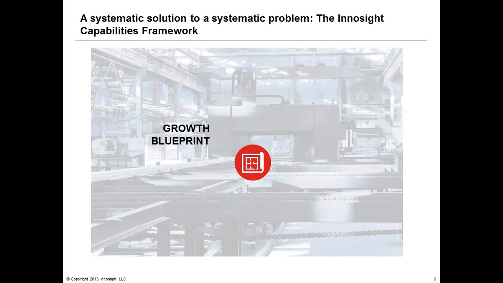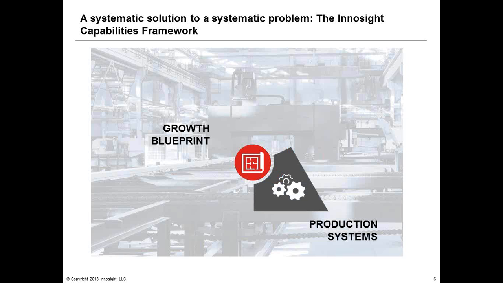The first component is what we call the growth blueprint. And this is essentially your plan for how you're going to grow. So in the factory metaphor, this would be analogous to a plan for what types of things you're going to produce with your factory, in what quantities, and on what timeline. And we're going to go into quite some detail about this.